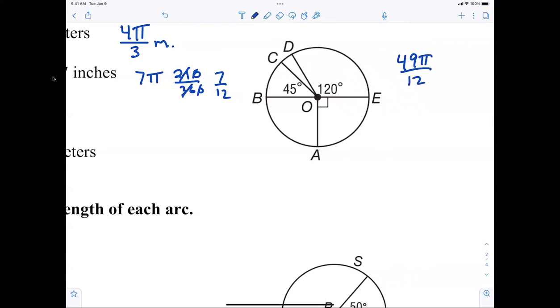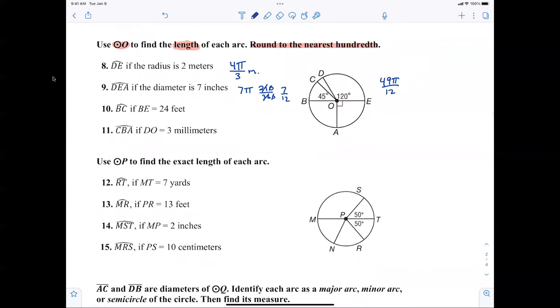Yeah, 49 pi over 12. And we're also practicing our fractions. Everybody good with that? All right, so let's look at the next one.